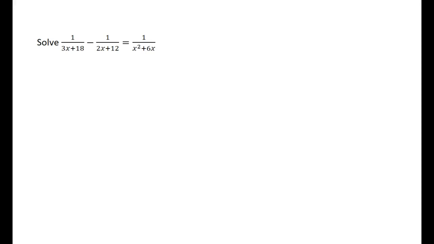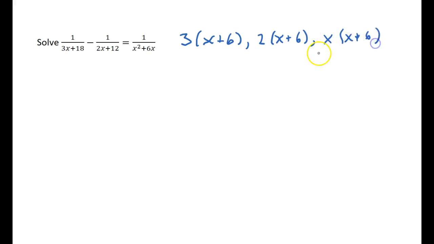Let's look at all of our denominators in factored form. So my first denominator is going to be 3 times x plus 6. Our second one is going to be 2 times x plus 6. And our third one is going to be x times x plus 6. So how many different factors do we have? Well, we've got a 3. We've got an x plus 6. We've got a 2. And we've got an x.